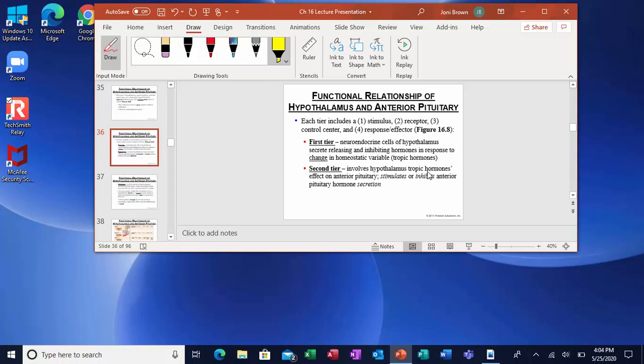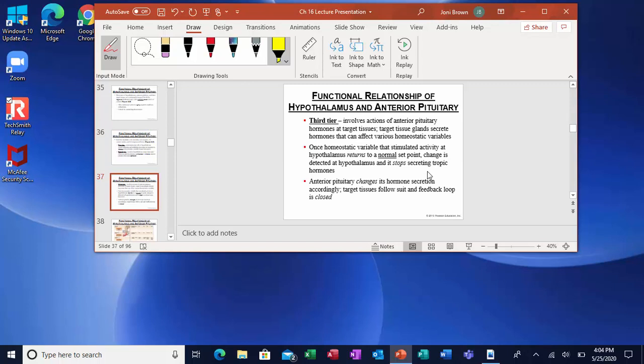The first tier would be the neuroendocrine cells of the hypothalamus secrete releasing and inhibiting hormones in some sort of response to a change in some homeostatic variable. Water balance, hunger, thirst, that's a tropic hormone, okay? The second tier, the tropic hormones from the hypothalamus affect the anterior pituitary and either stimulate or inhibit it to secrete a hormone. That's the second tier.